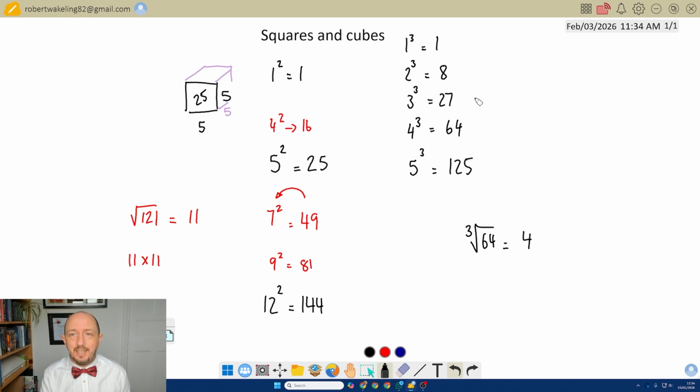But ideally, you will learn to recognize these, because something like 64 is 4 cubed, but it's also 8 squared. So these relationships start to be used for the higher level questions, but you won't be able to access them if you don't know their squares and their cubes.